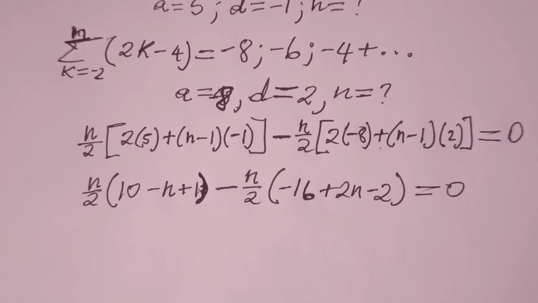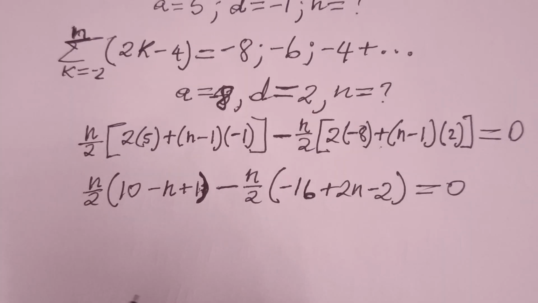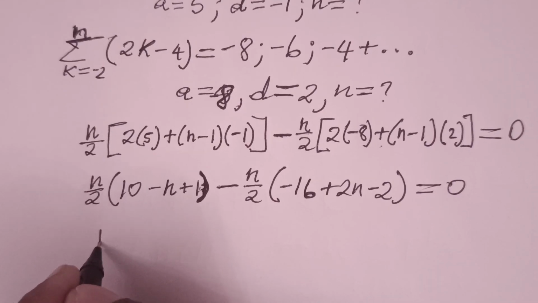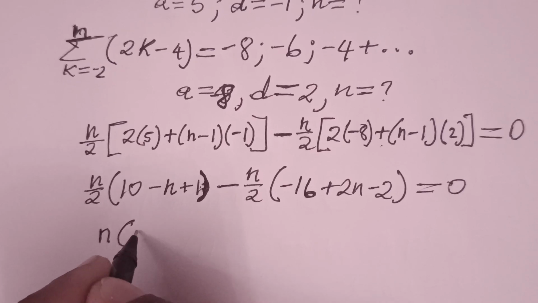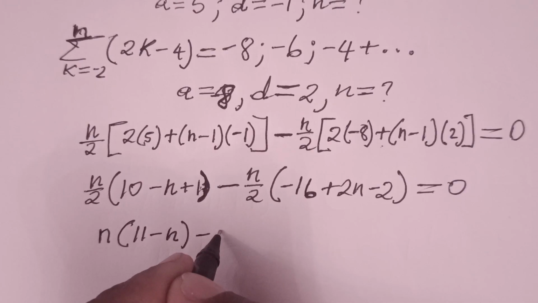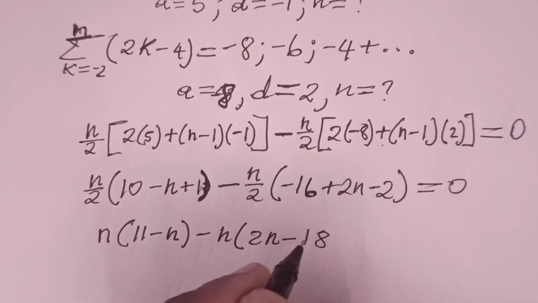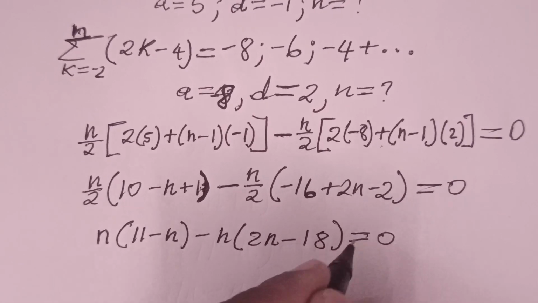In this particular instance, it's an equation. We can just multiply by the denominator, the LCD, which is 2. Also, the right-hand side will be 0. So we multiply 2 everywhere to get rid of the fraction so that we can have a flat equation. Multiply everything by 2. We have n into 11 minus n, minus, we've multiplied by 2 everywhere, n into 2n minus 18. Are we together? All equal to 0.